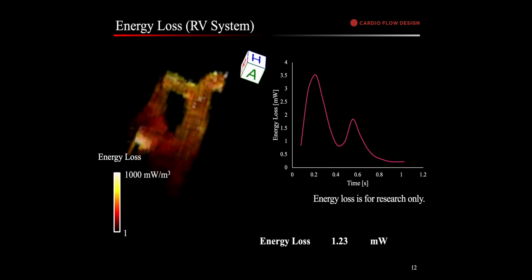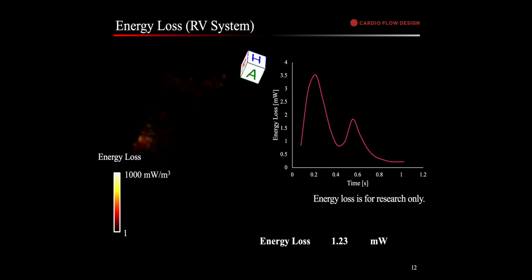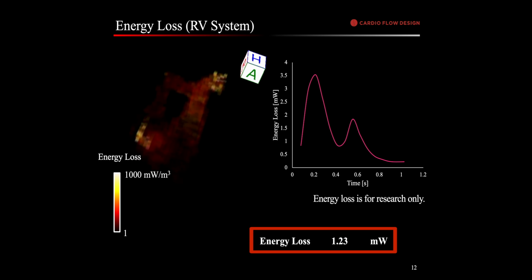Lastly, we quantify energy loss in the right ventricular system, identifying any inefficiencies that could suggest underlying health issues or the need for further medical evaluation. The volunteer experiences some higher energy loss on the right side. However, it is not sufficient to cause any medical issues.